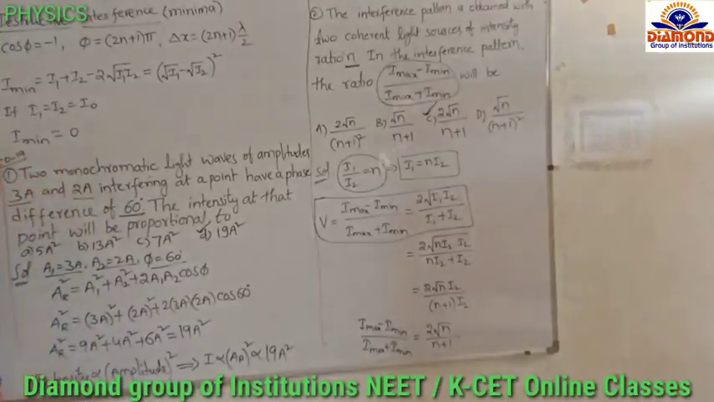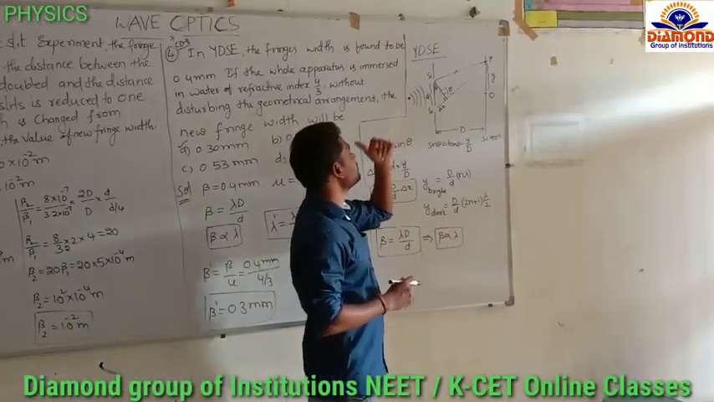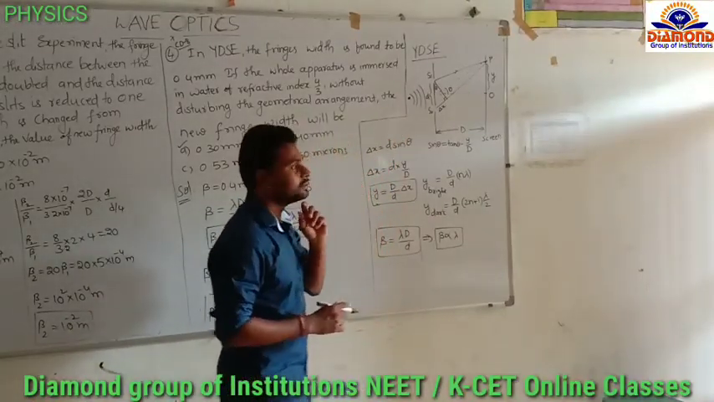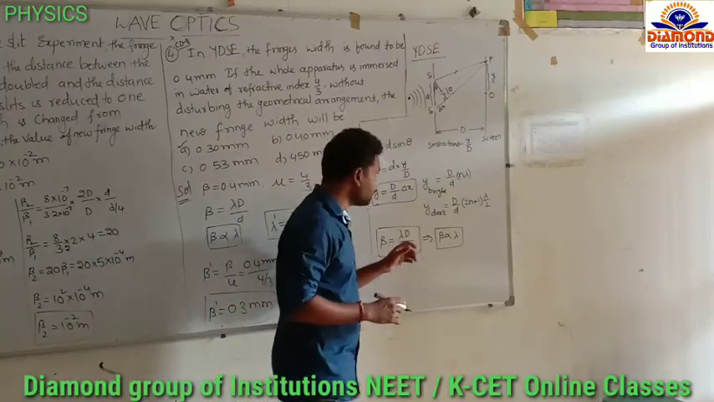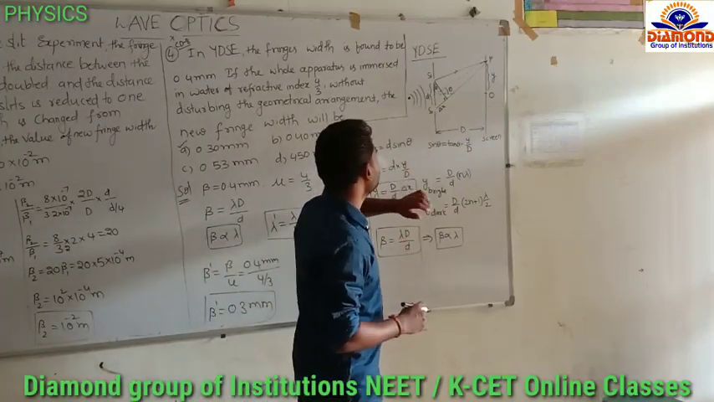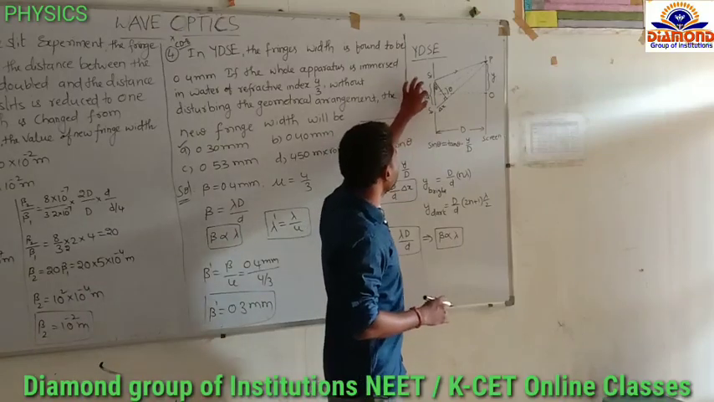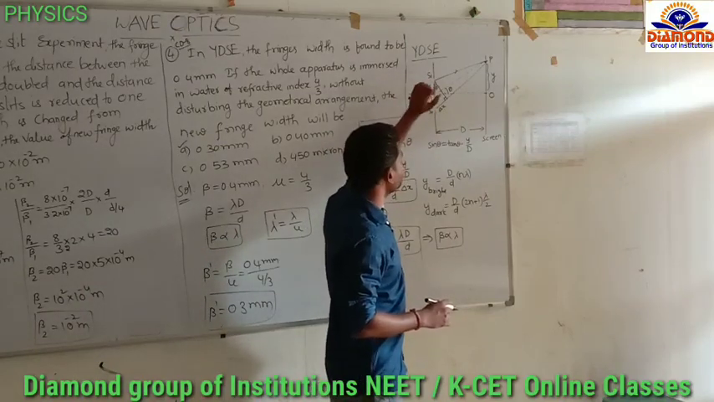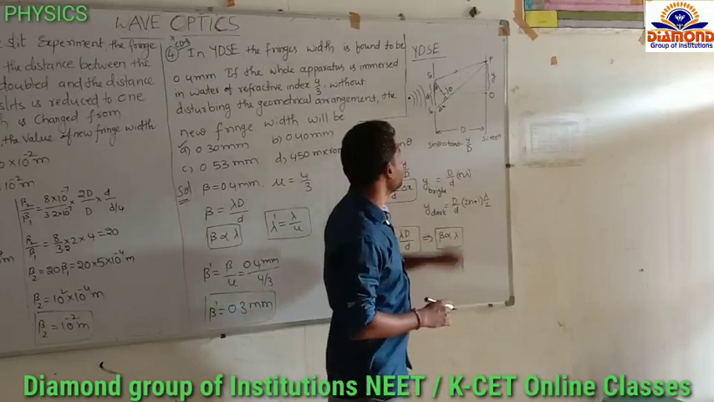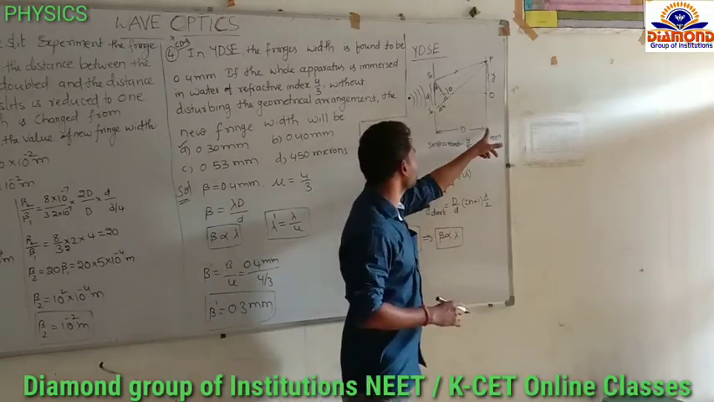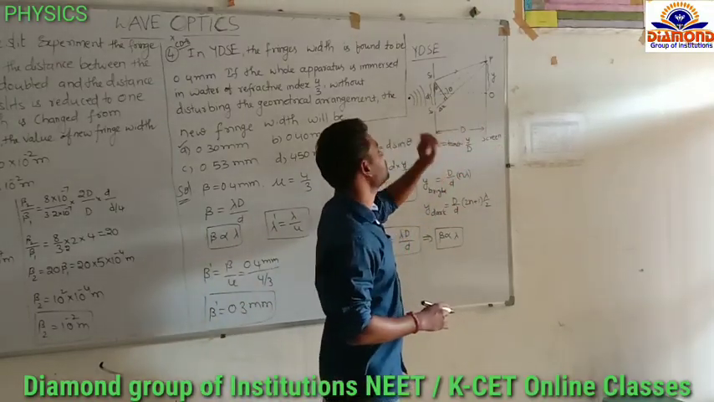Okay, now the YDSE, Young's double slit experiment. In Young's double slit experiment, already you know all these things. Here small d indicates the distance between the two slits, and capital D indicates the distance between the screen and the slits.